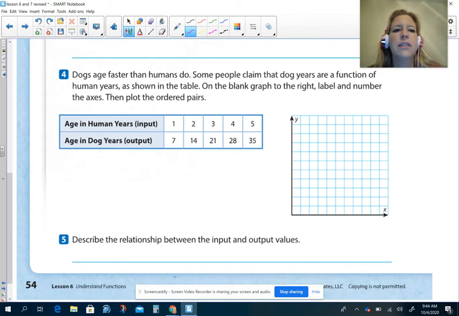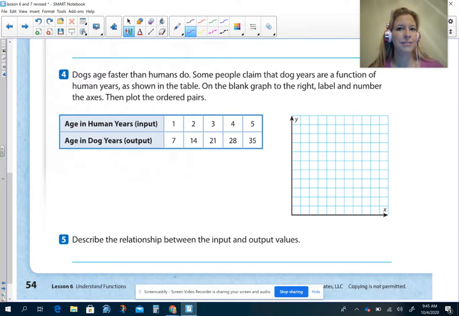This one says, dogs age faster than humans do. Some people claim that a dog's years are a function of human years. As shown in the table, on the blank graph to the right, label and number the axis, and then plot the ordered pairs. So what I want you to do is pause the video and label it first, and let's see how your thinking is, okay? So pause the video and label your axes. Go.